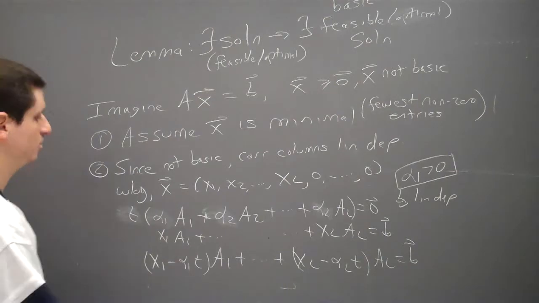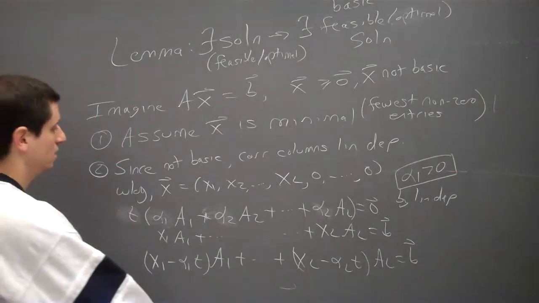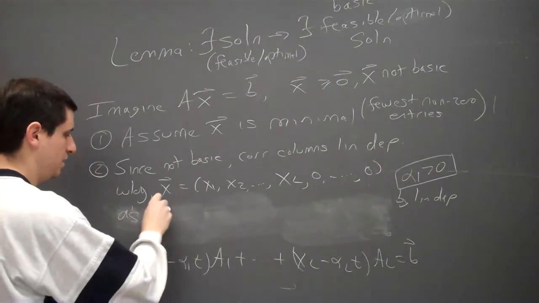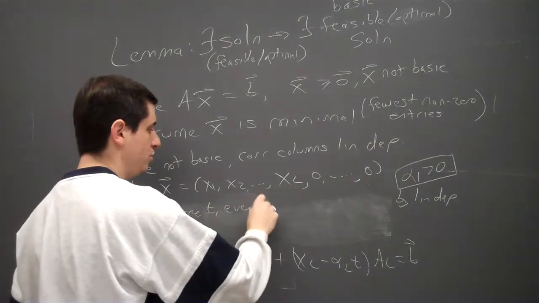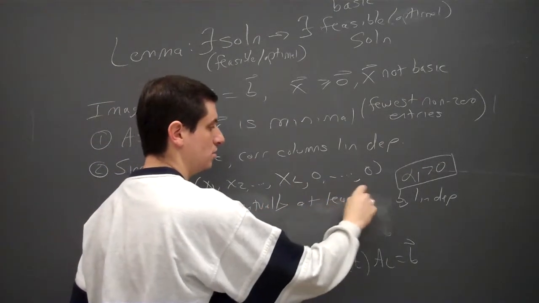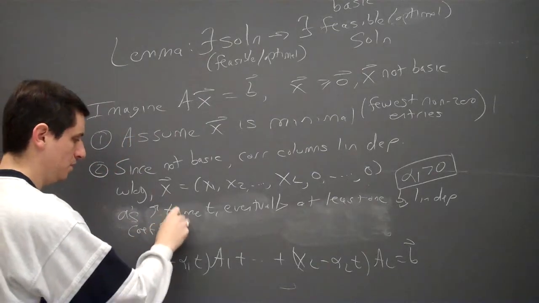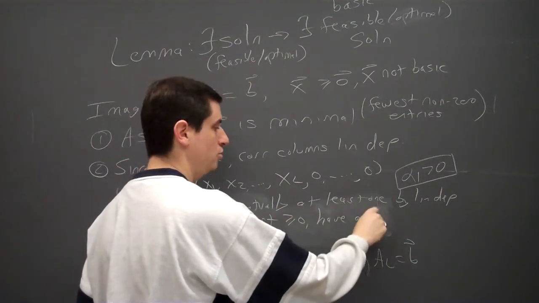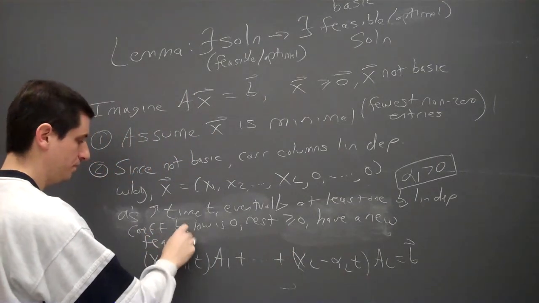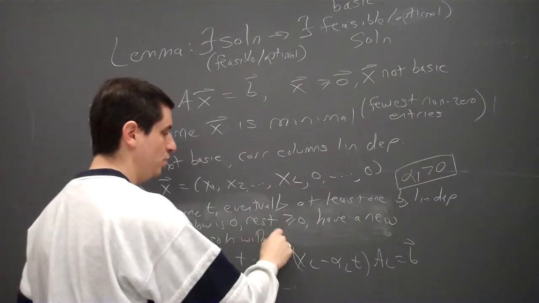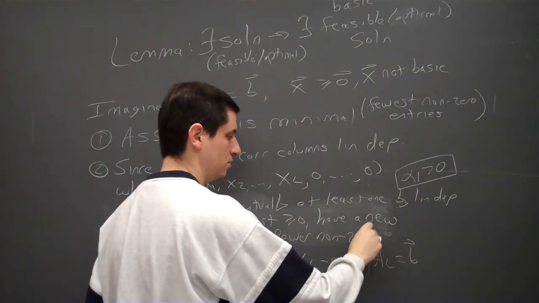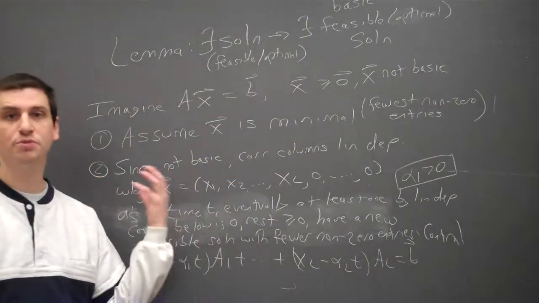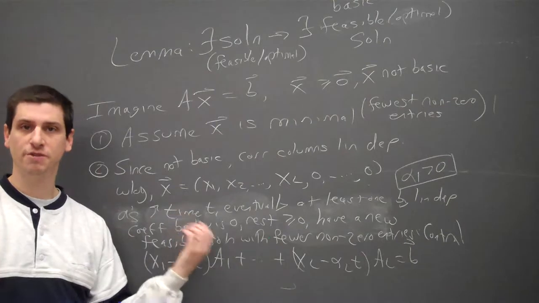So, unfortunately, we've run out of backward space, but I was right here. As I increase time t, eventually at least one coefficient below is 0, and the rest are still greater than or equal to 0, so I have a new feasible solution with fewer non-zero entries. And that's a contradiction. And so that's the proof that if you have a solution, you have a basic feasible solution.